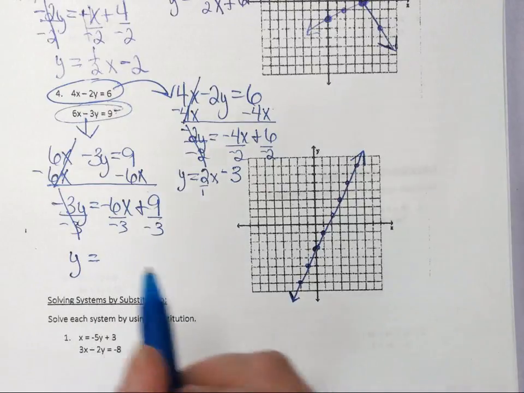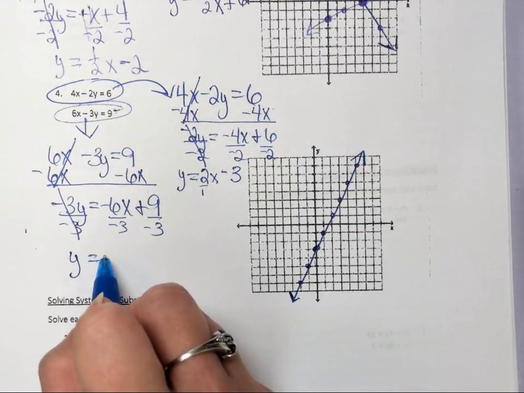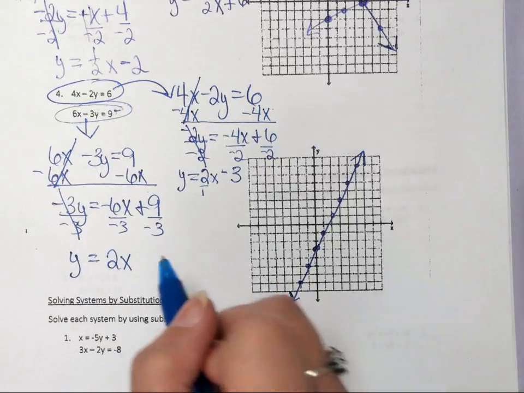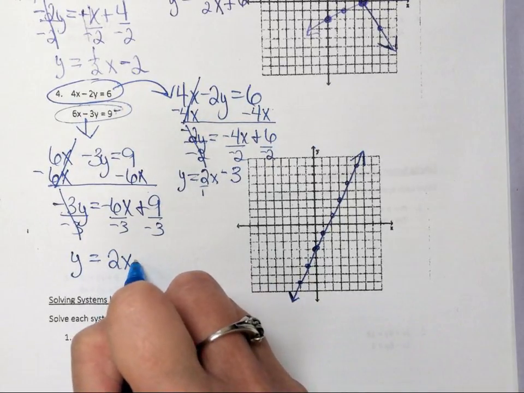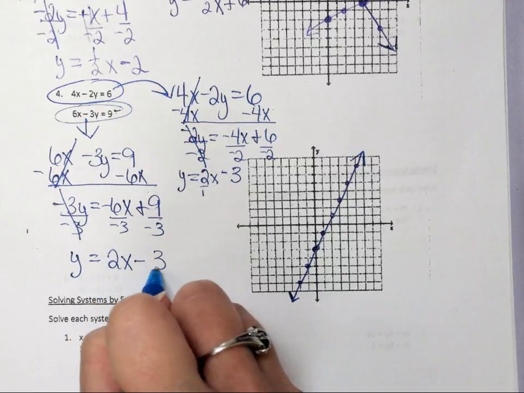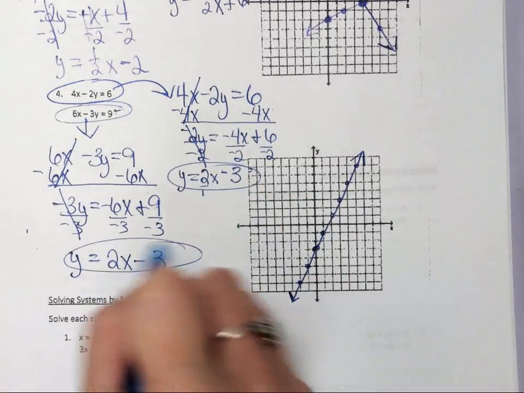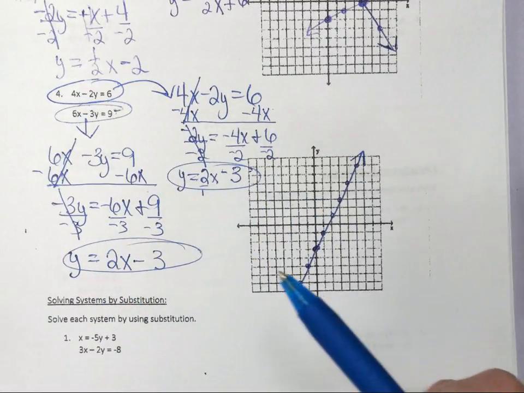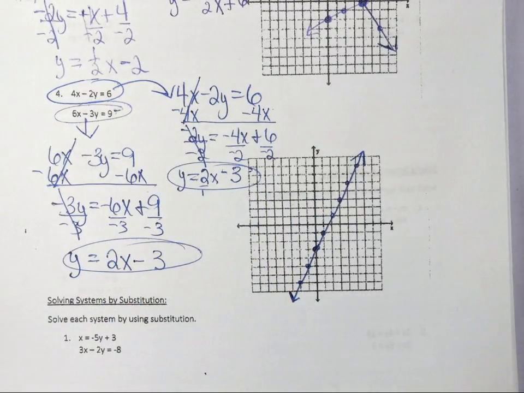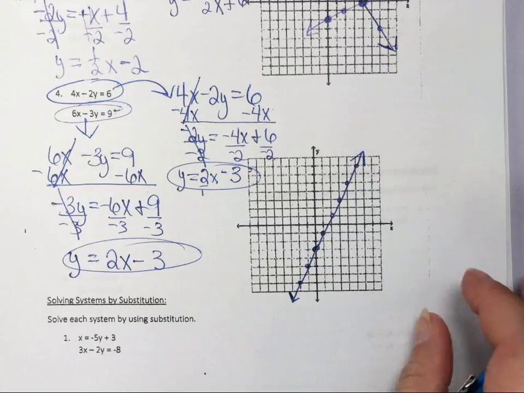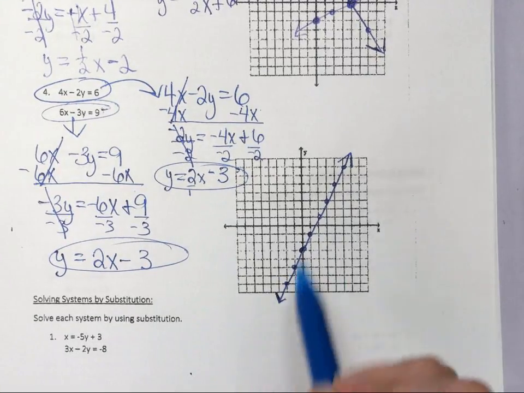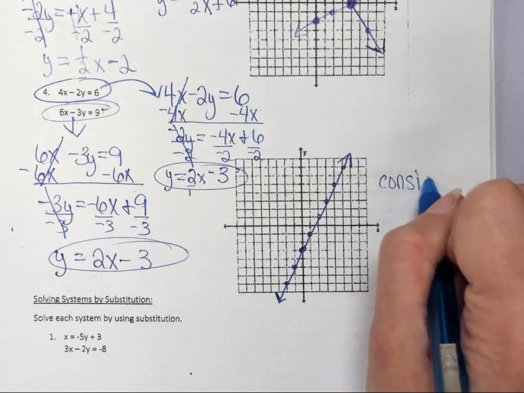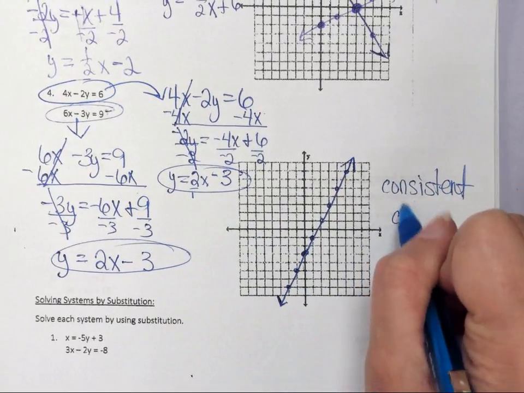Alright, what's negative 6 divided by negative 3? 2x. What's 9 divided by negative 3? Negative 3. Do you see how they come out to be the same exact thing? y equals 2x minus 3. y equals 2x minus 3. Do I have to graph it again? No, it's the same line. So which one's that? The first one, second, or the third one? That's the last one, right? And so what is that? That's consistent and dependent. There you go.